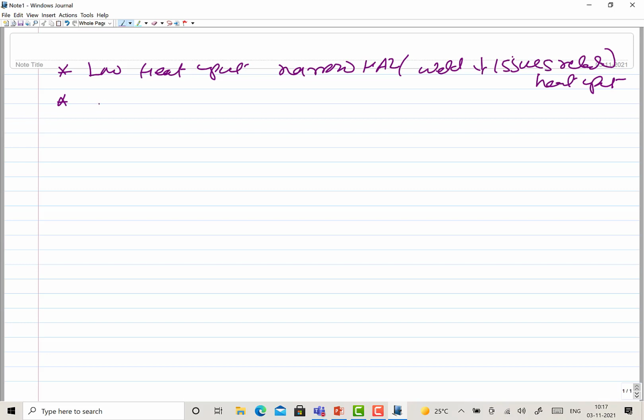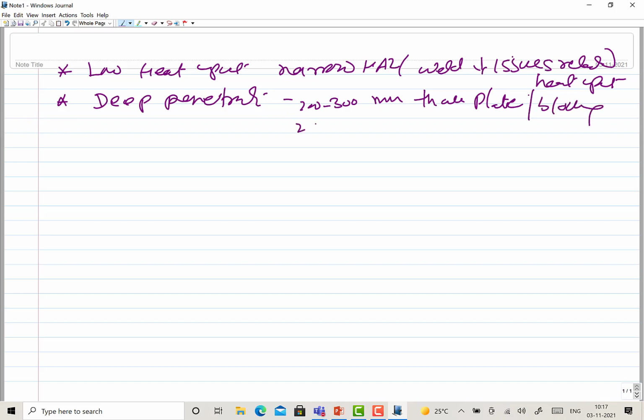The second aspect is that because of the high power density and very localized heating, you can really achieve very deep penetration, and therefore plates or blocks, say 200 to 300 millimeters thick, can be welded using these electron beams. So sheets ranging from 25 to 300 millimeters thick can be welded because of its capability to deliver high power density.